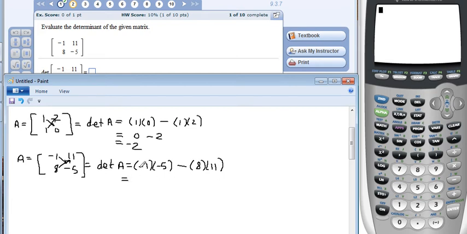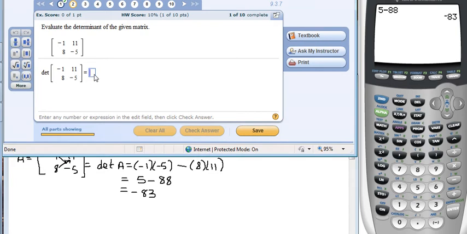Whatever. -1 times -5 is +5. Minus 8 times 11 is 88. We can use our calculators if we feel lazy. We've got a -83 on that. Sometimes I need it, sometimes I don't. Sometimes I just like to be sure. Okay? So that's what this special number is.